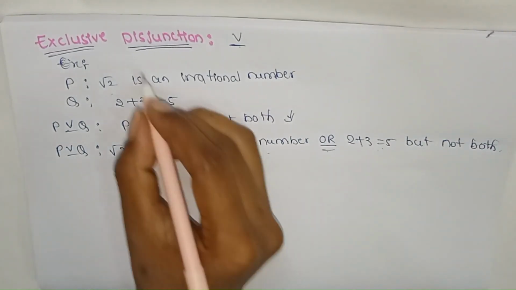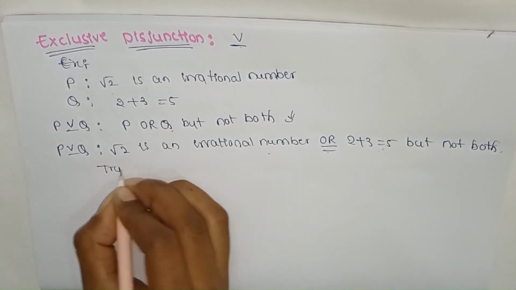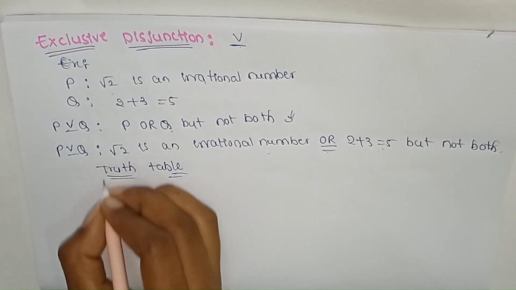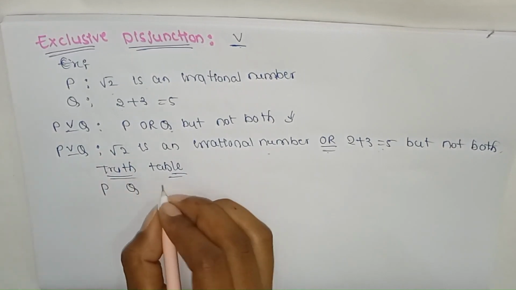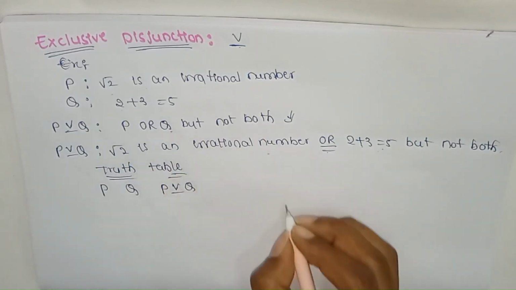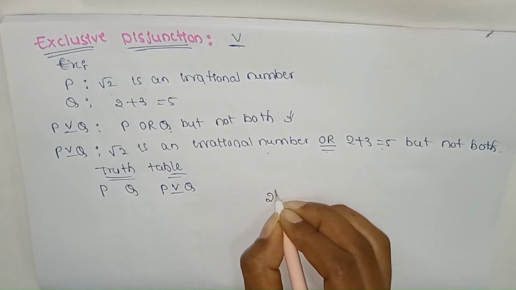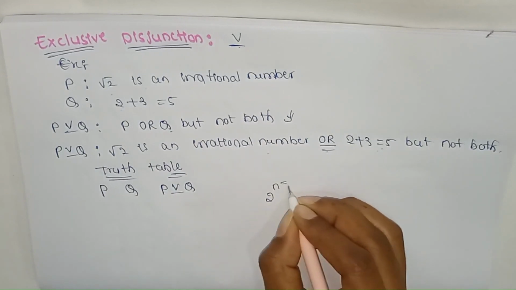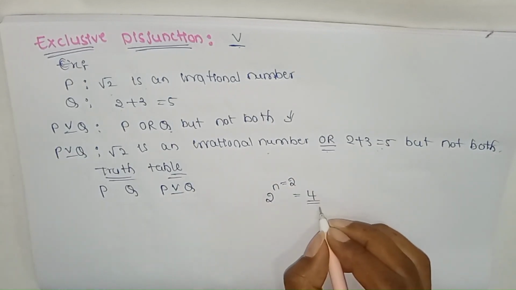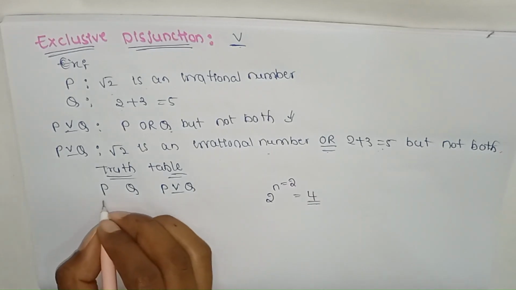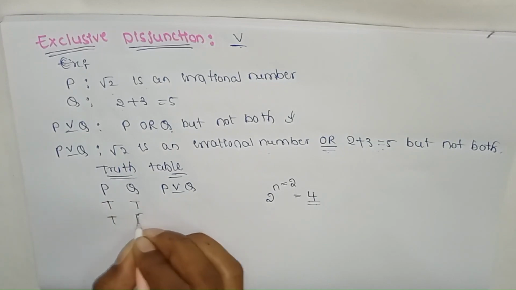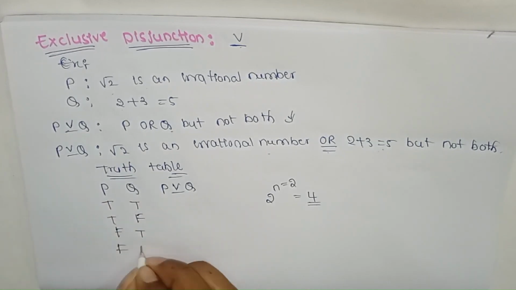Let us construct the truth table for the exclusive disjunction. So we have these statements P and Q, and now we are applying P exclusive disjunction Q. Here we have two statements, so the total number of possible truth values is 2 power 2, which means 4. Let us see what they are. The combinations are true true, true false, false true, false false.